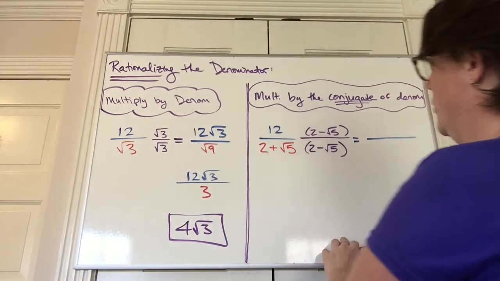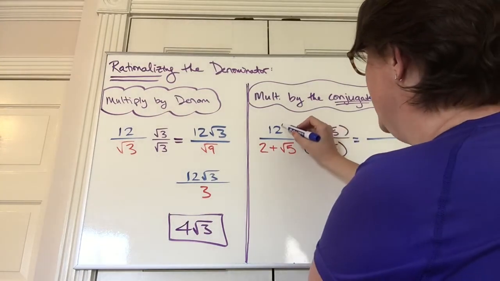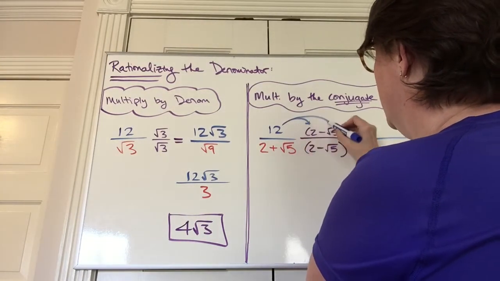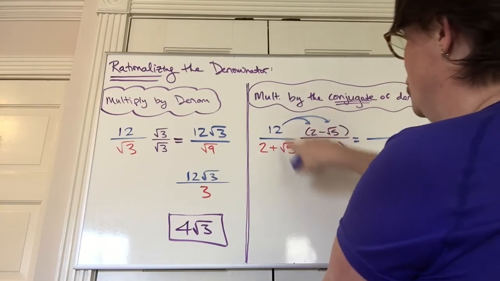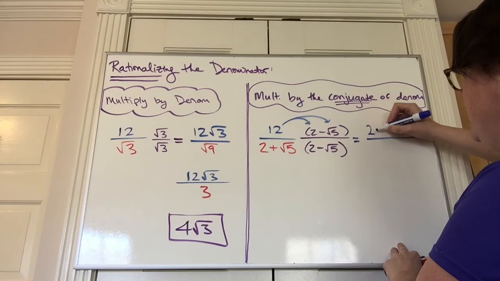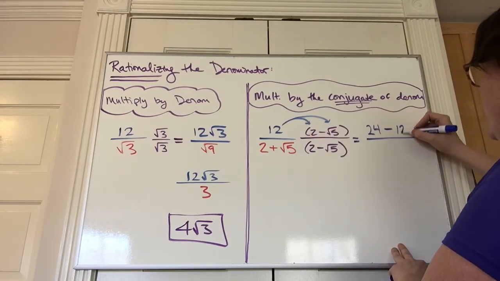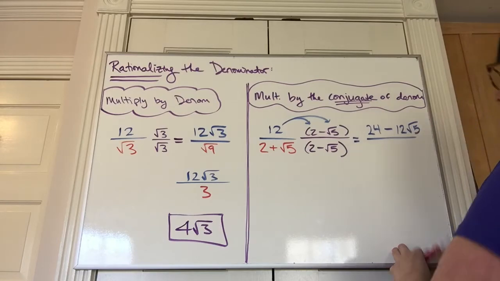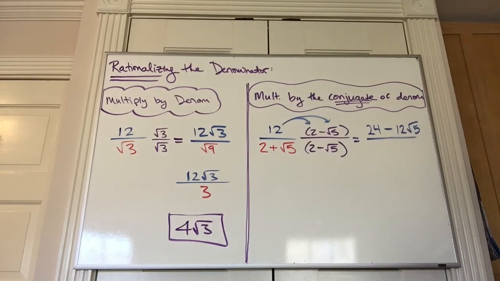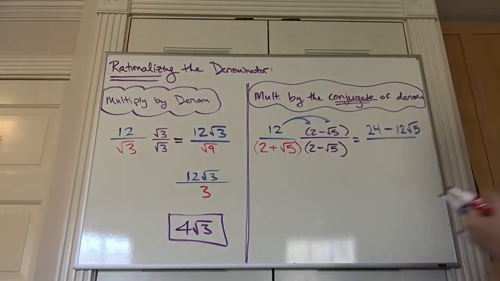Okay, so what's going to happen here? We've got to be really, really careful. On the top, I have 12 times 2 minus root 5. That's actually a distributive property problem, because I want to distribute 12 times the 2 and 12 times minus root 5. So I'm going to say 12 times 2 is 24, and then that's going to be minus 12 root 5. On the bottom, I have 2 plus root 5 times 2 minus root 5.